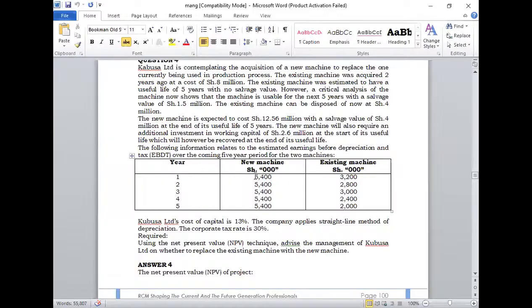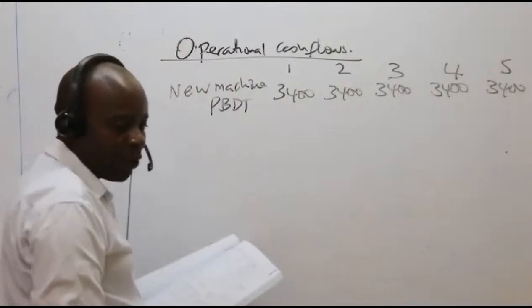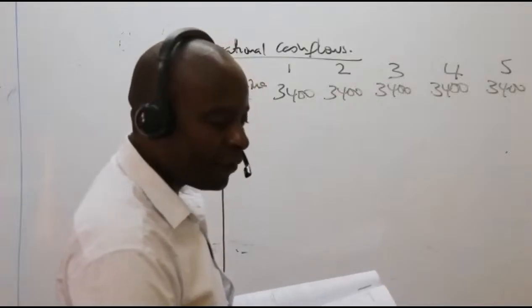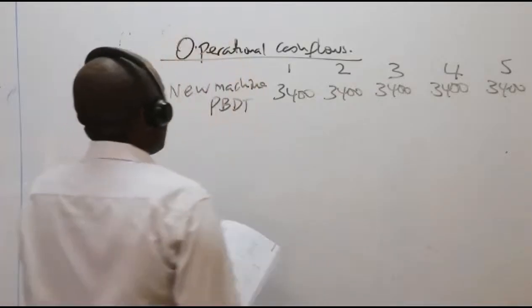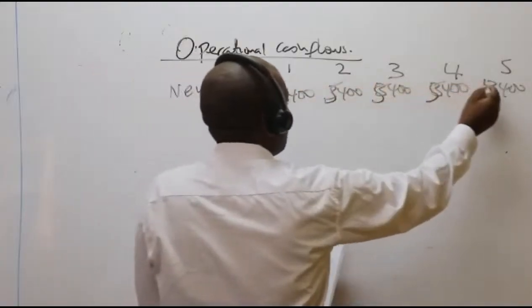They have given us the profit before depreciation and tax for the new machine, and then we have the profit before depreciation and tax for the old machine. So please copy these very fast. I hope you are able to see the ones of the old machine. For the old machine, what do we have here, somebody? Oh, it's 54, not 34. Yes, it's 54. Thank you very much.